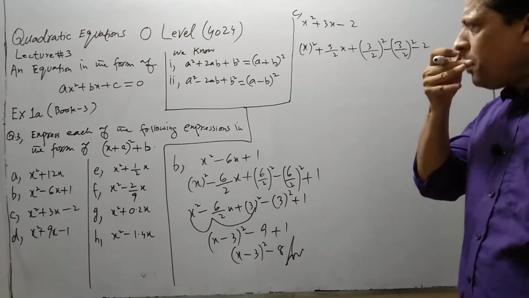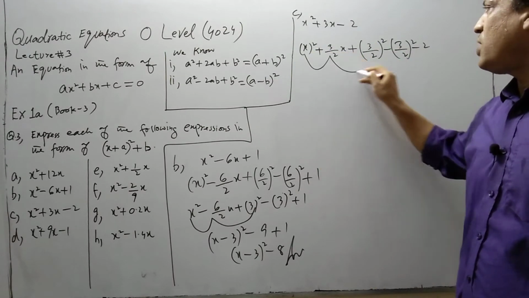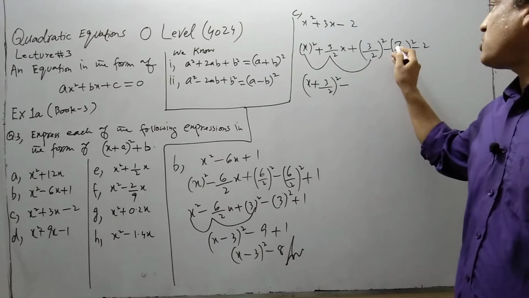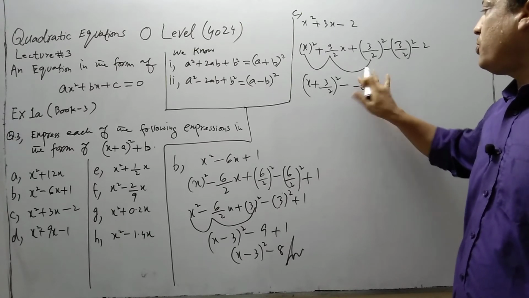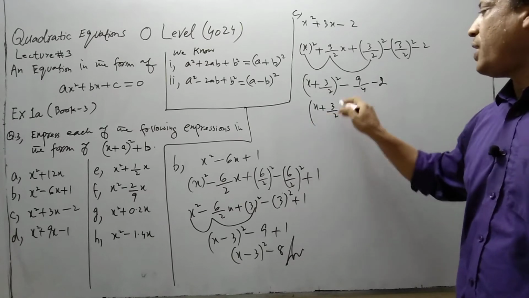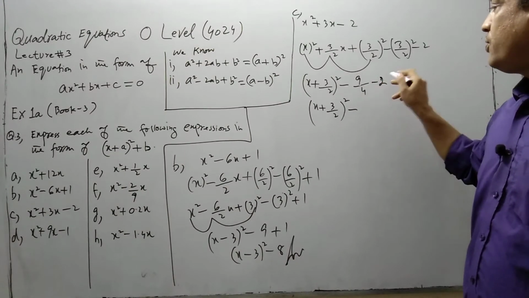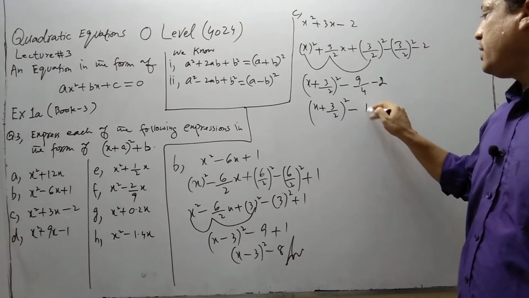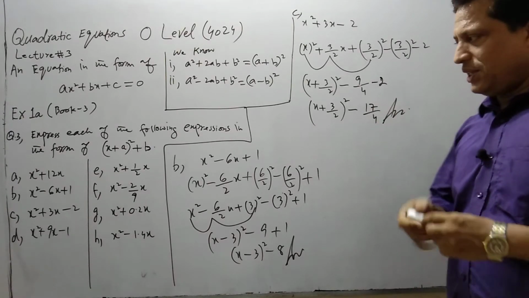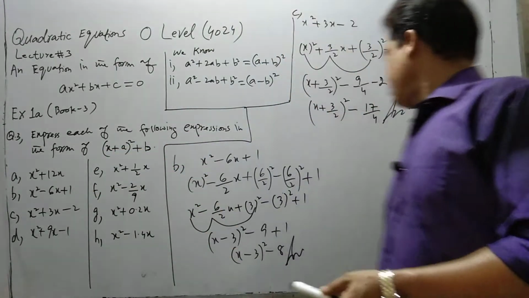Now see, because this 3 by 2 cannot be divided, just write a square plus 2ab plus b square. So your answer is (x plus 3 upon 2) square minus 3 upon 2 square, which is 9 upon 4, minus 2. (x plus 3 upon 2) square, 9 upon 4 minus 2 is very easy. 4 twos are 8, 9 minus 8, 17 upon 4. This is our answer. I hope you understand how to convert the given expression into the form of a perfect square.